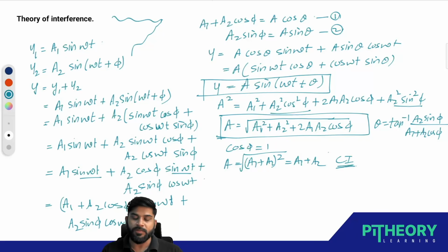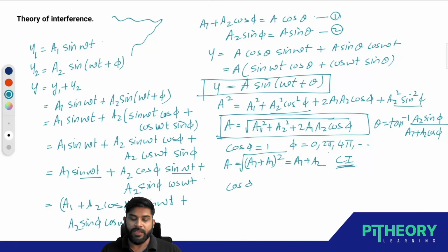And when is this possible? When phi is even multiples of pi, that is equal to 0, 2 pi, 4 pi, etc. In that case, the resultant amplitude will be maximum, and that's what we call constructive interference.